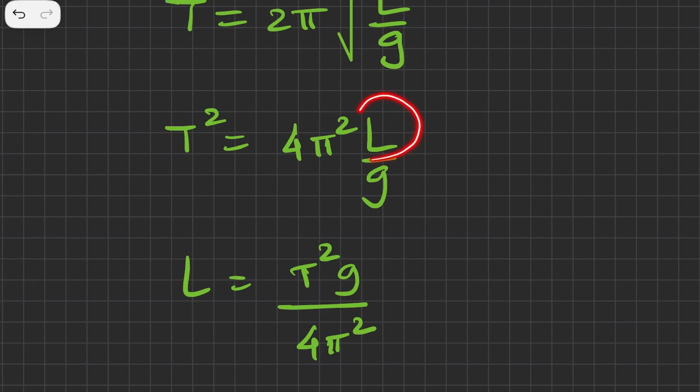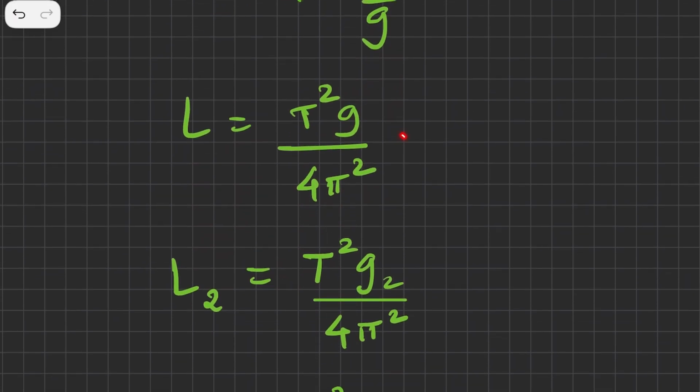Then since I want change in length, I'll try to make L my subject and everything on the other side. So g goes that side, 4 pi square is also coming down. So I'll get L is equal to T square g upon 4 pi square. Now we'll create two equations out of this. One is for the first condition, and then for the second condition.